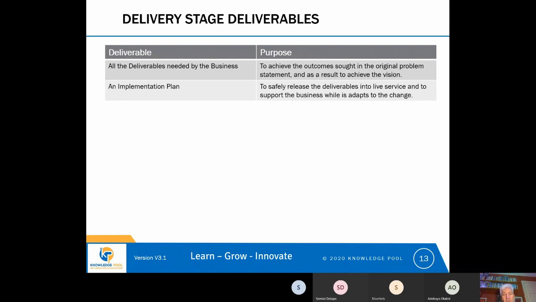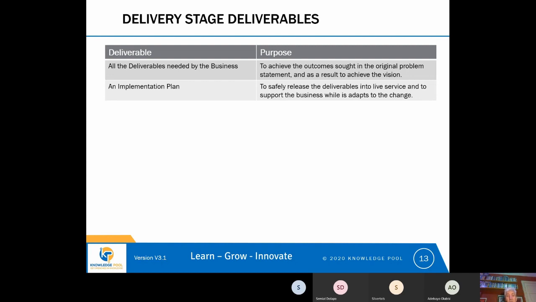But it's often the case as well that there is another deliverable that we always need, and that's an implementation plan. And the implementation plan is there to ensure that we safely release these deliverables that we've built during the delivery stage into live service, and that we support the business while it adapts to the change that's involved in using those deliverables. So an implementation plan is a very common, almost mandatory deliverable within the delivery stage, because it guides us as to how to safely implement the change into the live business.